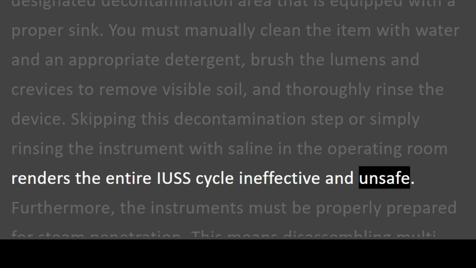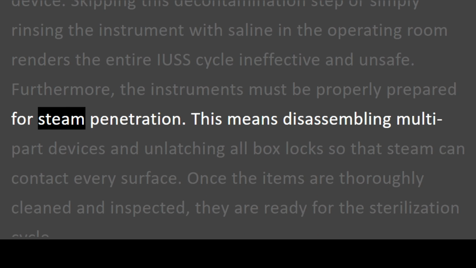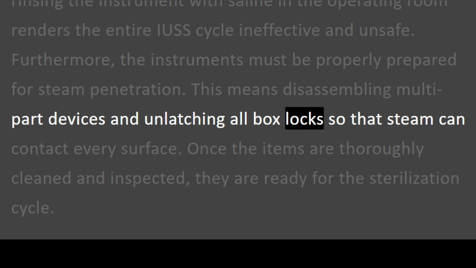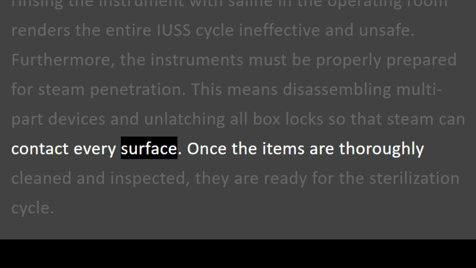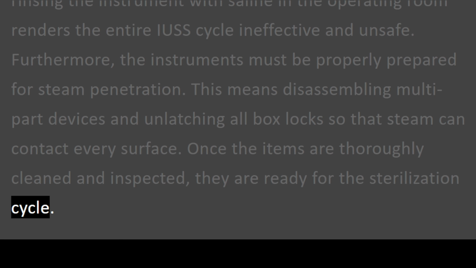Skipping this decontamination step or simply rinsing the instrument with saline in the operating room renders the entire IUSS cycle ineffective and unsafe. Furthermore, the instruments must be properly prepared for steam penetration. This means disassembling multi-part devices and unlatching all box locks so that steam can contact every surface. Once the items are thoroughly cleaned and inspected, they are ready for the sterilization cycle.